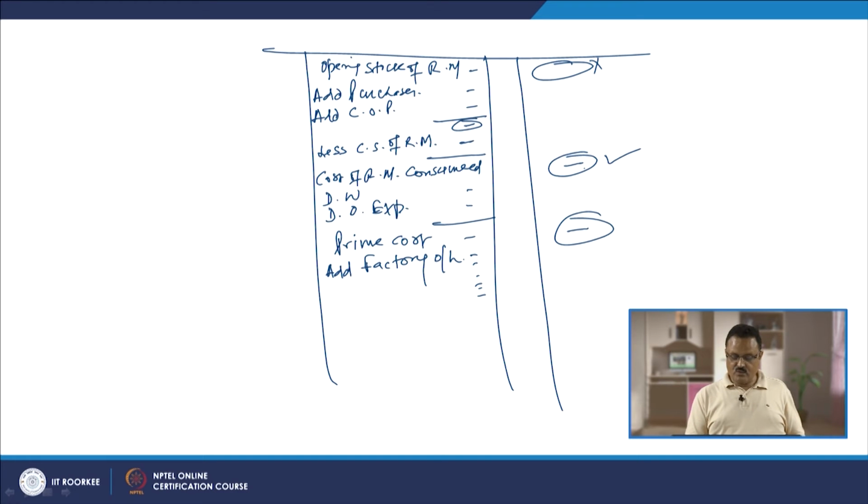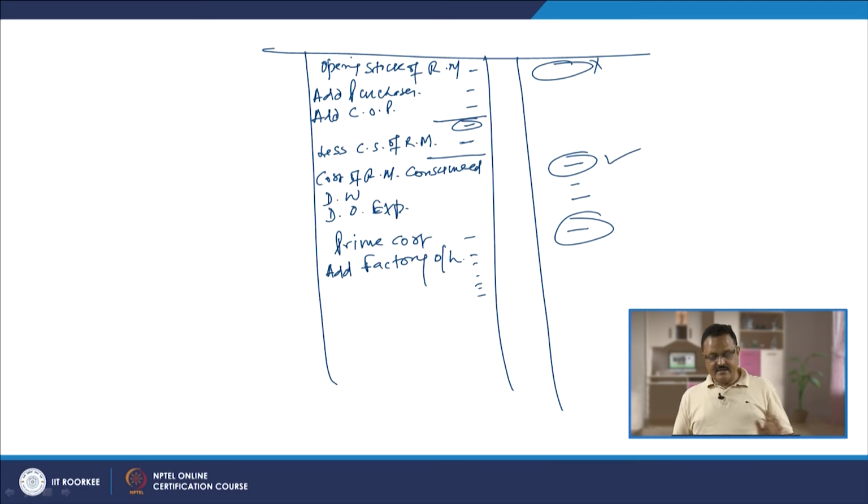Number 1, the raw material consumed will come here, and the direct wages information will not be here. It will go directly to the outer column. This is the direct wages, this is the other, and finally this will become the prime cost. Whatever the raw material related costs and items are, they will be in the inner column, because we have to adjust the stock.